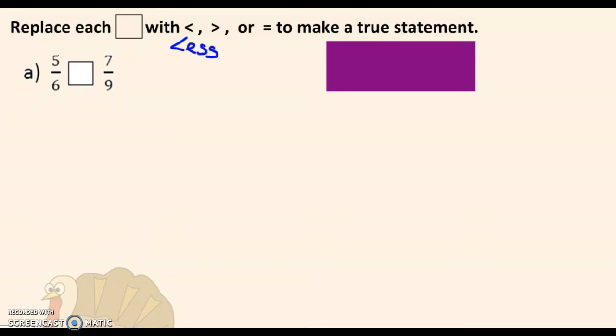So one of the strategies we're going to use is getting a common denominator, and we do that by finding the least common denominator, which is the same as the least common multiple. We're looking for the least common multiple of 6 and 9. One strategy is to write them out. Otherwise, we can do our prime factorization. So 6 is 3 and 2. We've got 9 is 3 and 3.